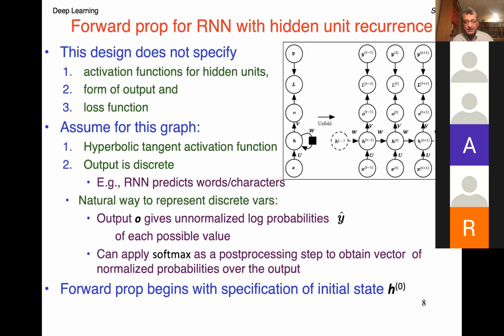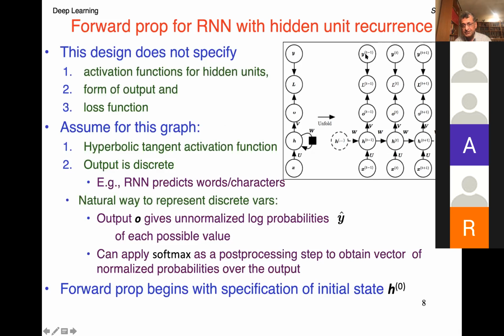Output is discrete. Example, the RNN predicts words or characters. The output could be individual characters coming out of a box, or it could be words coming out of a box. This is a natural way to represent discrete variables. Output O gives unnormalized log probabilities of each possible value. We can apply softmax as a post-processing step to obtain a vector of normalized probabilities y hat. And forward prop begins with specification of initial state H naught. So forward prop is simply processing these inputs.